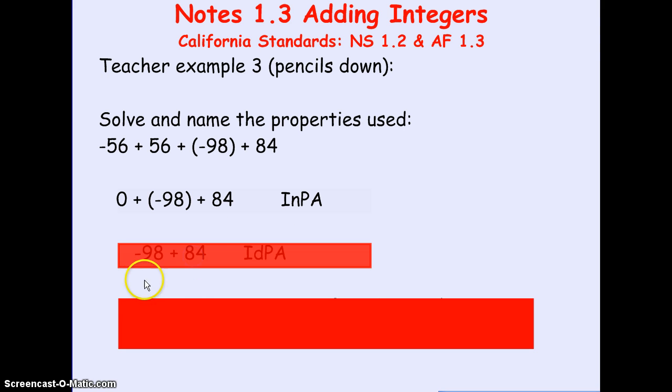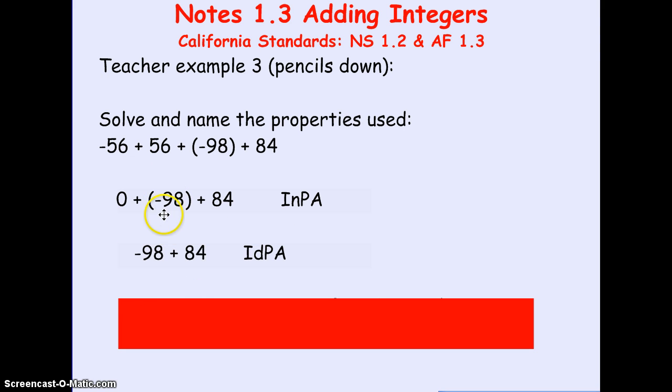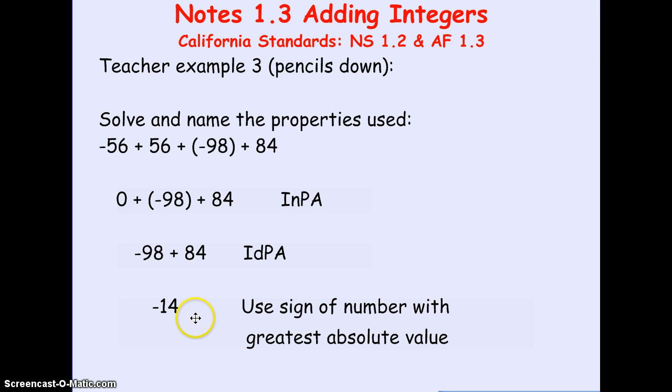Okay, now, next I'm going to add that 0 to negative 98 because I know that it's not going to make any difference. It's going to keep its identity. So negative 98 stays negative. And finally, I'm adding a positive and a negative, which means I'm secretly subtracting, and I am using that closure property, and remember that sign of the greater absolute value was negative, so my answer must be negative.